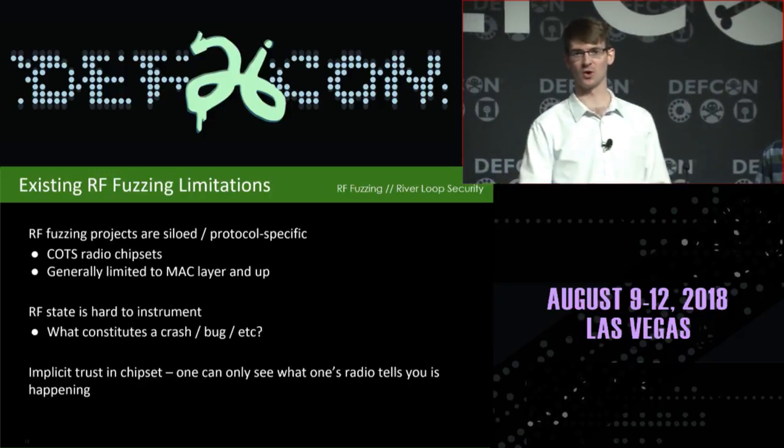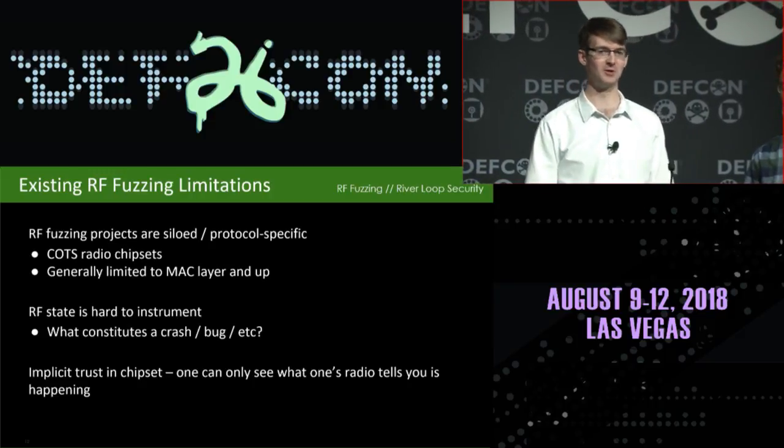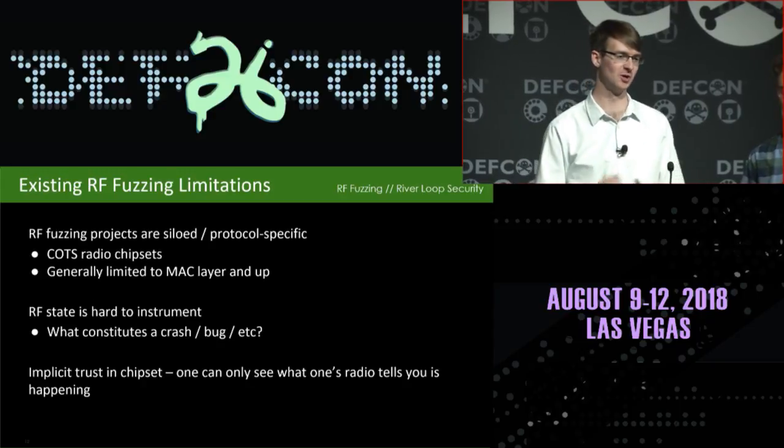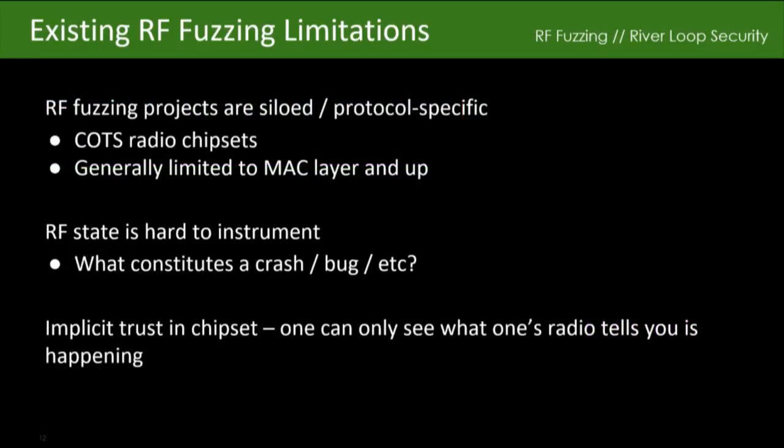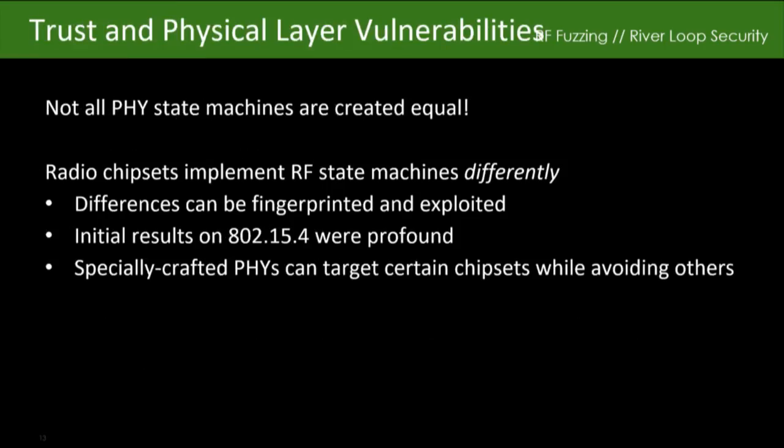Additionally, as with hardware, RF state is pretty challenging to instrument. It's really hard to measure what constitutes a crash or some sort of weird behavior in an RF protocol, whether it's a traditional layer 2 approach or if you're trying to identify behavior on the PHY. Additionally, if we're using a COTS radio chipset, we're kind of forced to trust what it's giving us. We don't have a lot of visibility into the execution of what's actually happening on the PHY chip. So that's part of what we're trying to expose with this research.